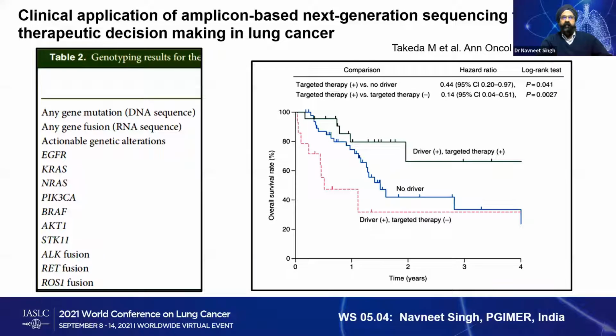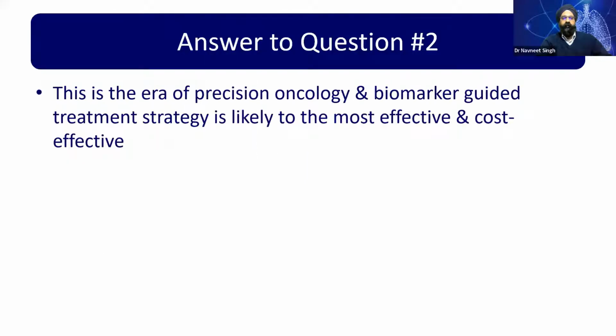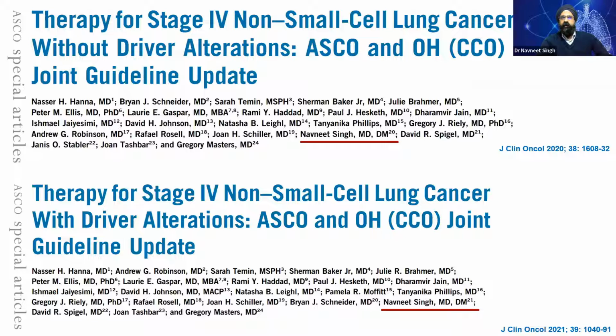The more important thing is to be able to pick up an oncogenic driver and give the appropriate targeted therapy, because that is what really makes a difference in improving survival as compared to either having no driver or having a driver but not getting the appropriate targeted therapy. So the answer to question 2 is pretty much very simple. This is the era of precision oncology and biomarker guided treatment strategy, which is likely to be the most effective and the most cost effective. And obviously you will be hearing more about the real drugs, but anybody wanting a quick reference can refer to these ASCO guidelines, of which I was honored to be part.